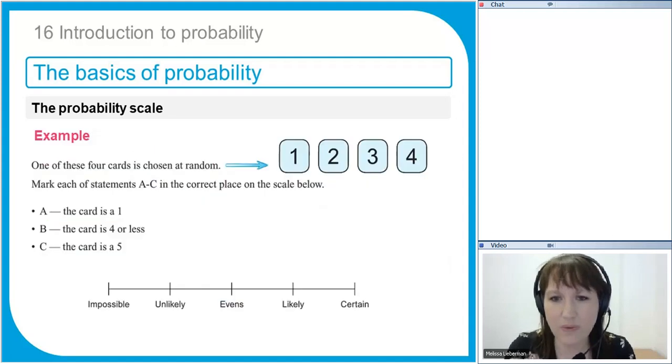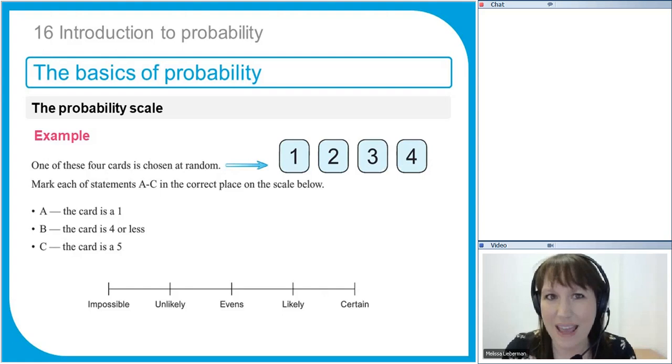So here we've got an example for you to look at. We've got 4 cards, and one of them is just chosen at random. So imagine they're face down and they're all mixed up. So we've got 3 statements here, A, B, and C. And we're being asked to place them on the scale at the bottom of the screen. So we're not giving the probabilities numbers at the moment. We're just thinking about whether it's impossible, unlikely, even chance, likely, or certain.